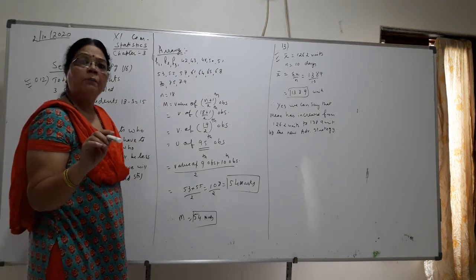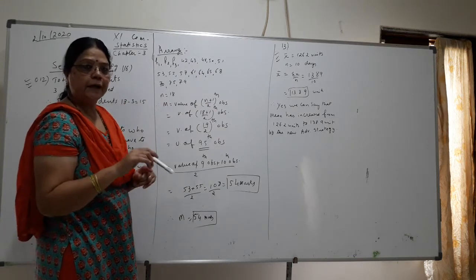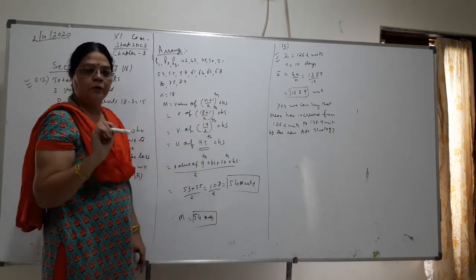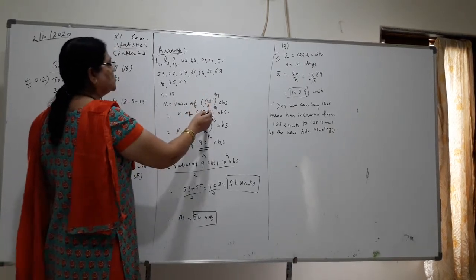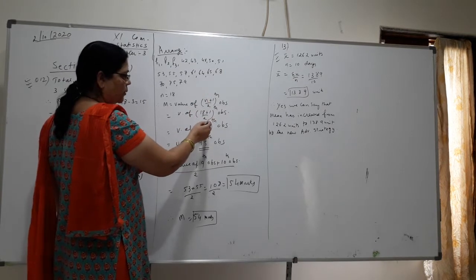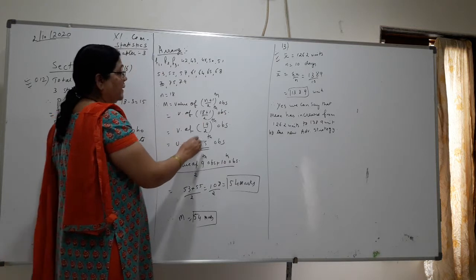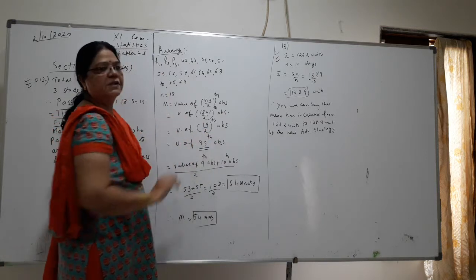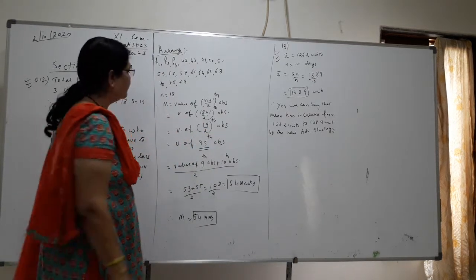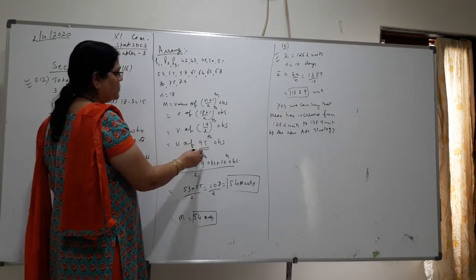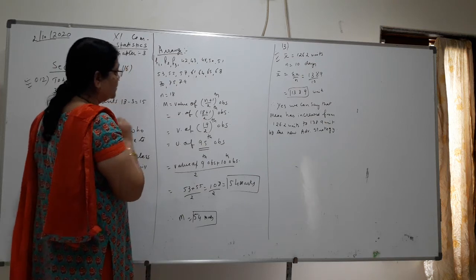Why n plus 1 upon 2? Because it is given raw data. In raw and discrete we write plus 1. Be careful. So n plus 1 upon 2, n is 18 plus 1 upon 2, so 19 upon 2, so 9.5. Value of 9.5 observation. Now children, it is not a whole number. So it is 9.5. So let us see which is 9th observation.